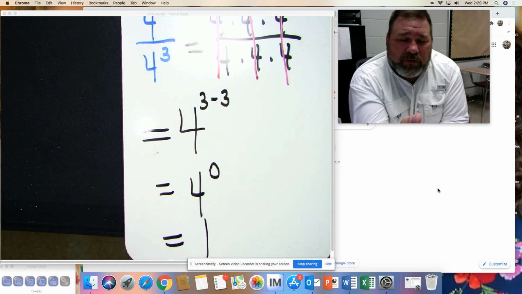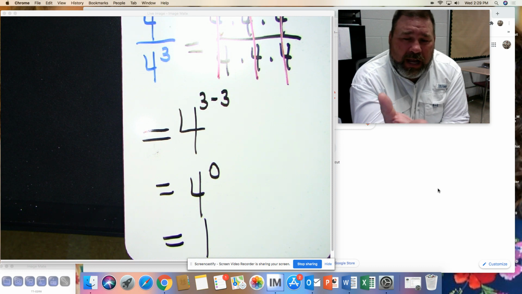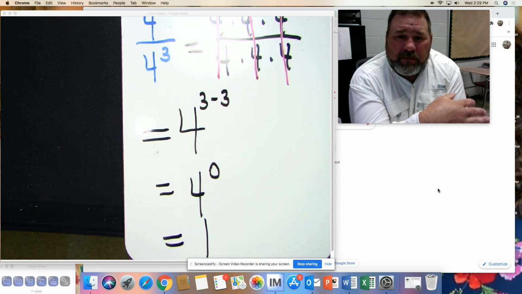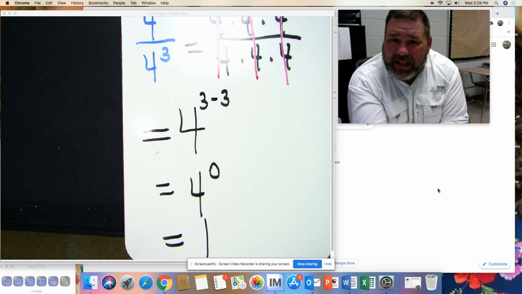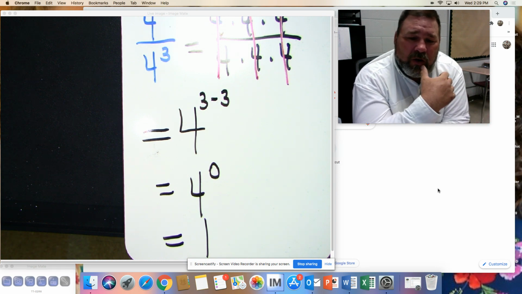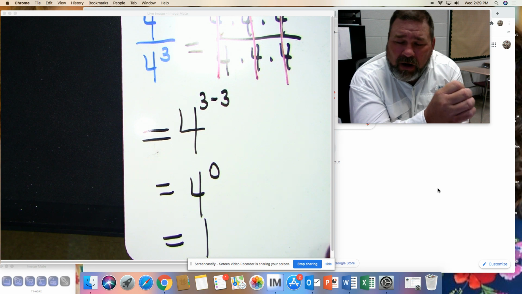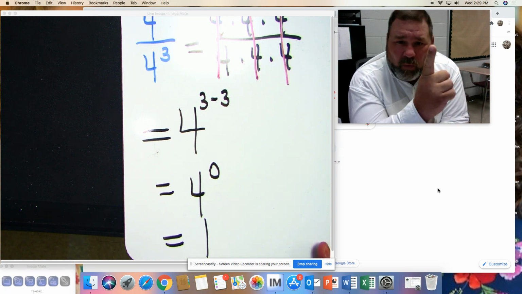So look how this proves that out. Now with our subtraction rule, our little shortcut here, we know that any number divided by itself is 1. That's why that works, okay? So any number to the 0 power is automatically going to give you 1.